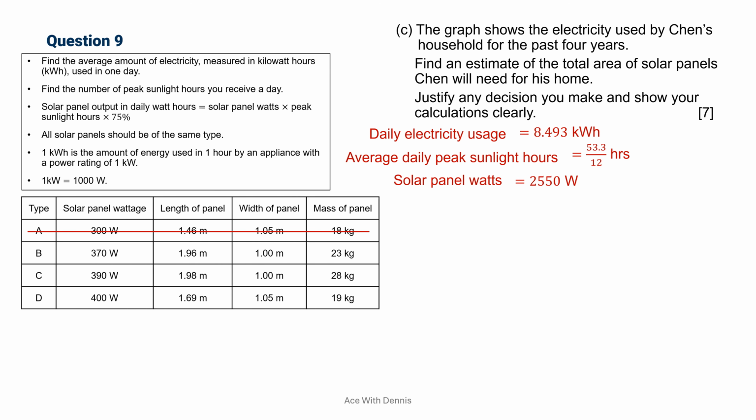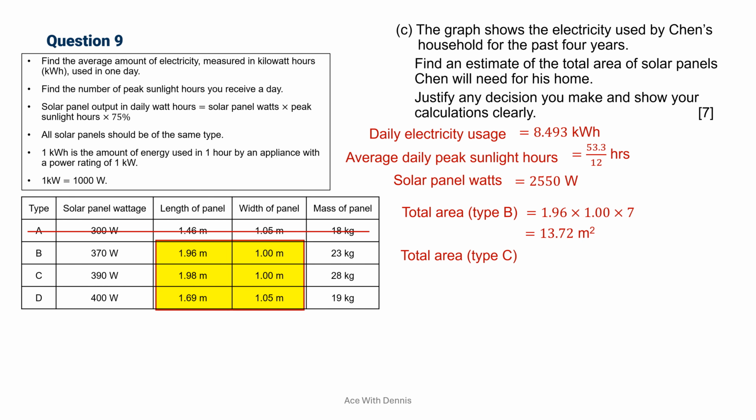So we have to consider which of type B, type C, or type D will be the best choice by looking at the size of the solar panels. So the total area for type B needed will be 1.96 times 1.00 times 7. Okay, so 1.96 meters is the length of the panel, 1 meter is the width of the panel, and we need 7 panels. Then the total area will be 13.72 meters squared.